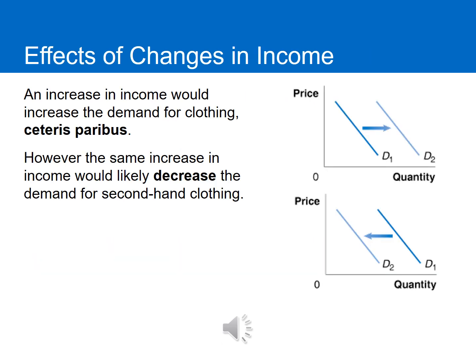So now let's compare two goods in the same category, a normal good and an inferior good. If you're looking at the demand for clothing, normal clothing, new clothing, an increase in income is going to increase the demand for clothing, all things being equal. So it's going to shift the demand curve to the right. However, that same increase in income is going to decrease an individual's demand for secondhand clothing. It's going to shift the market demand curve to the left, decreasing demand.